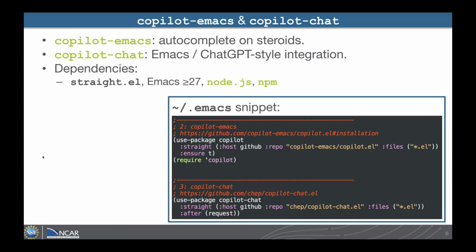Copilot Chat, on the other hand, is the interactive ChatGPT-style prompting: selection of code, give me the documentation, can you describe that, that sort of thing.